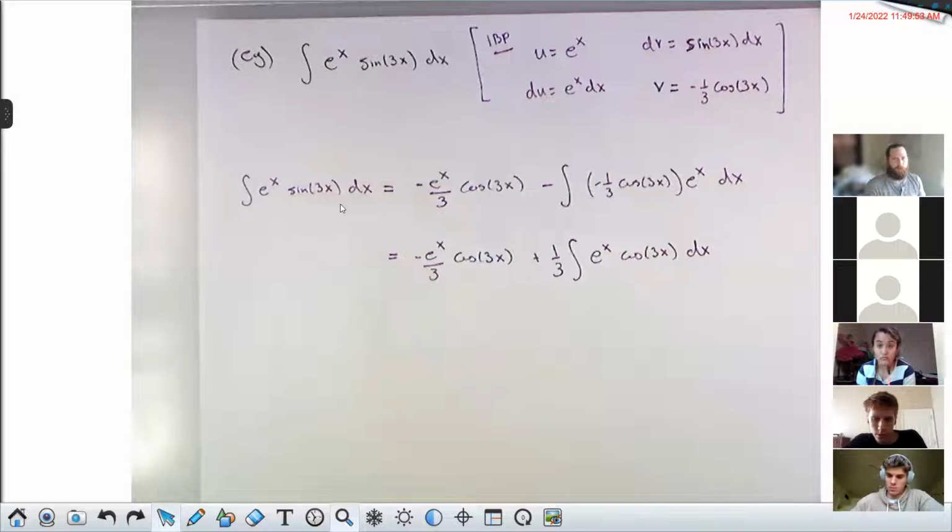We haven't looped yet, but I recognize this as being very similar to my original integral. If I run IBP one more time to turn that cosine back into a sine, then I will get my original integral. But you need to be very careful with this constant. So I'll set up the second IBP.